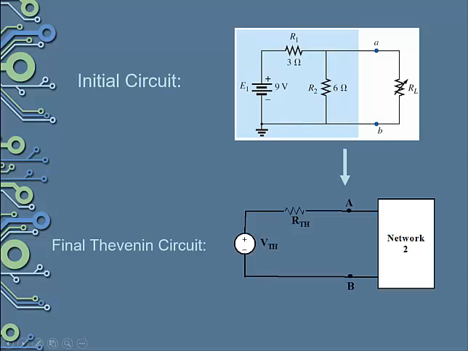To simplify this, as shown in the slide, the top image is a circuit that is to be assessed, and the final Thevenin circuit, which is below, has been simplified to one circuit which contains only one source, one resistor, and a network 2, which in this case simply represents the variable resistor that has been left unshaded in section 1.